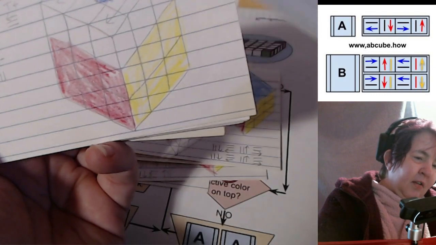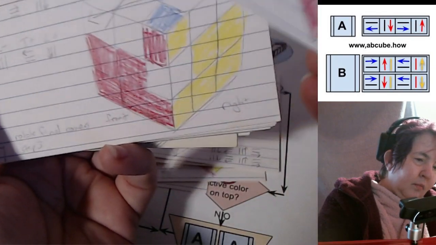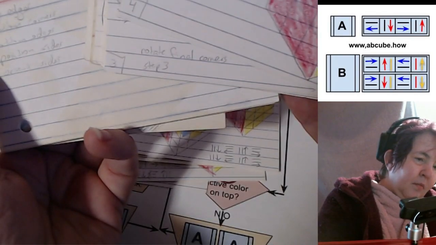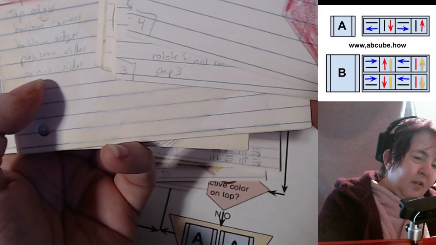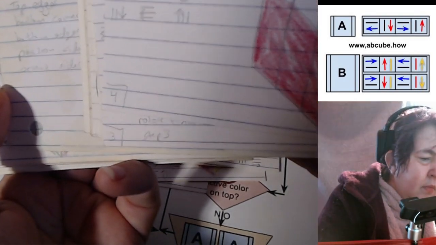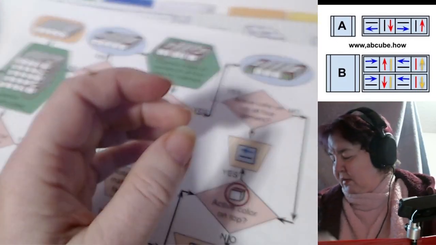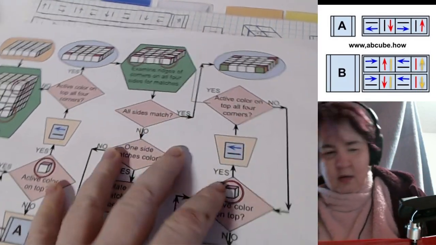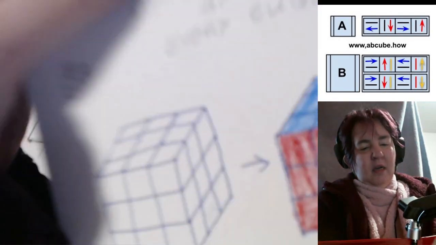Swap opposite final corners. Okay. Top corners, top edges, bottom corners, bottom edges, position sides. Can't read my own handwriting. So that's just the first one. Then I went to the craft store and bought the little spiral notebook and drew pictures.